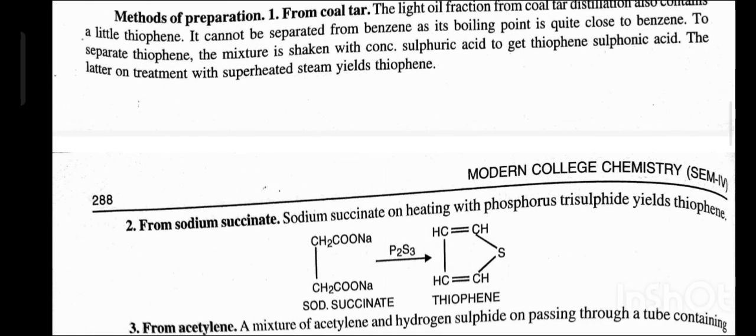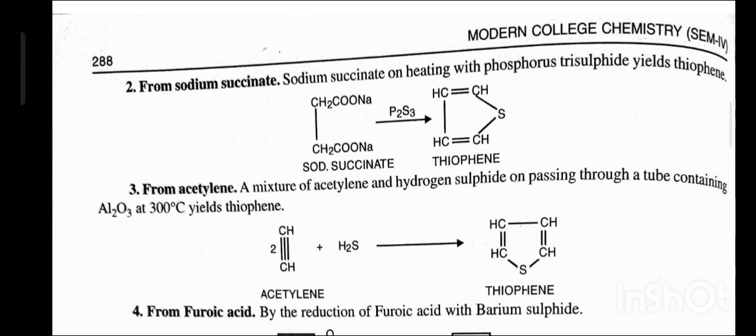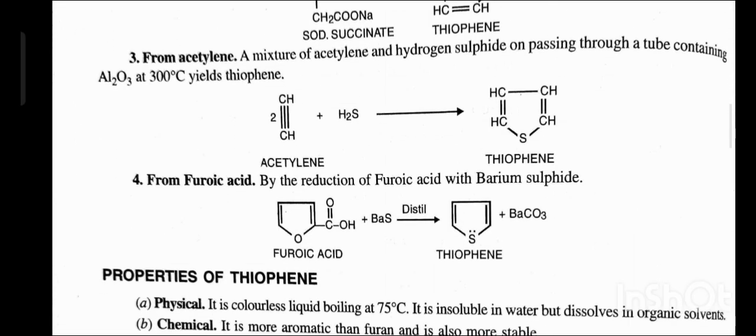Second, from sodium succinate. Sodium succinate on heating with phosphorus trisulfide yields thiophene. From acetylene. A mixture of acetylene and hydrogen sulfide, H2S, on passing through a tube containing Al2O3 at 300 degrees Celsius yields thiophene. From furoic acid. By the reduction of furoic acid with barium sulfide, thiophene is given.